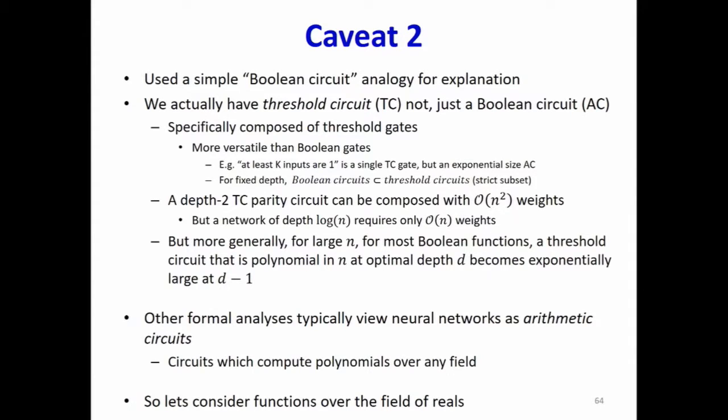It's not very clear how exactly to analyze circuits of threshold gates, but in general, there's a lot of proof that for large n, for large input, for most Boolean functions, a threshold circuit that's polynomial in n at optimal depth can become exponentially large in the number of units if you just reduce the depth by just 1. Which again goes back to say that if you fix the depth of your MLP, then the vast majority of functions that you would like to express with it are not going to be expressible. Right?